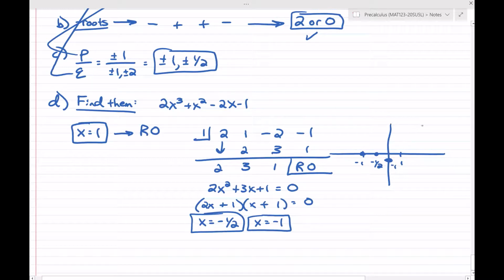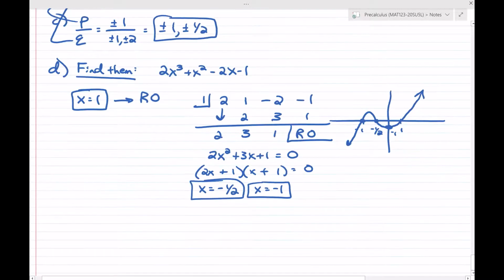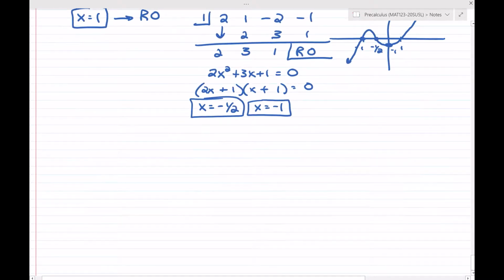So let's connect the dots. That's what the graph would look like. It's cubic, and cubics look like a squiggle like that. We'll do one more. Let me show you. This is like the hardest kind of problem you would see with this.